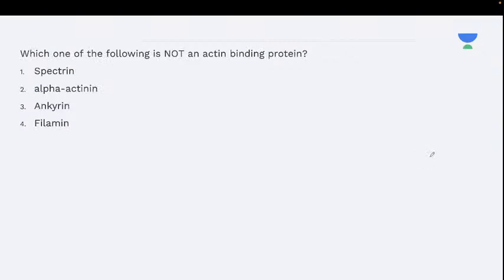Which one of the following is not an actin binding protein? This is ankyrin.